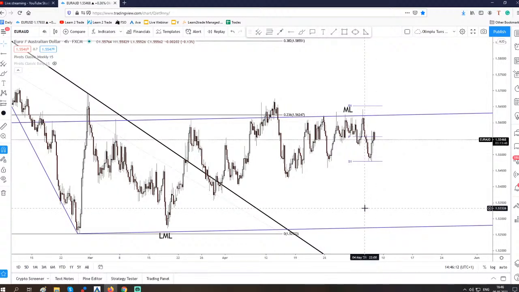Euro versus the Australian dollar. Thank you. So between strong resistance and support, what do you think, Daryl?